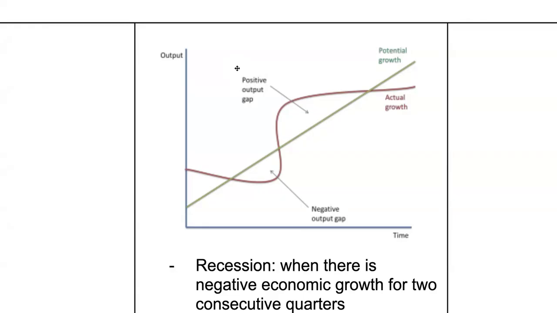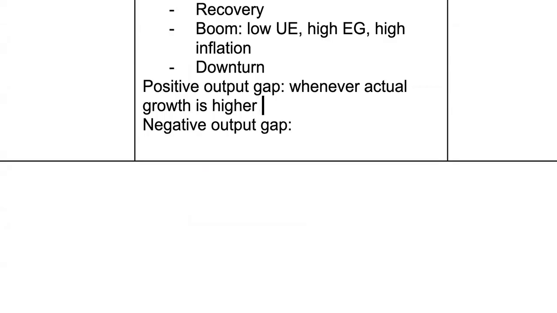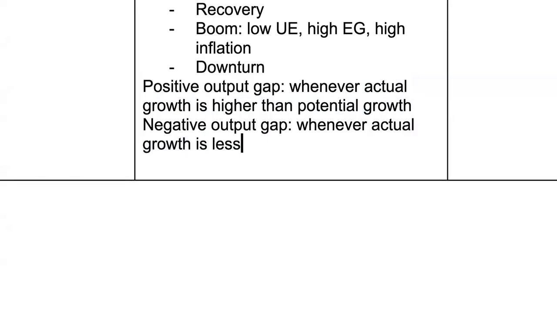Whenever actual growth is below potential growth, there's a negative output gap. And whenever actual growth is more than potential growth, there's a positive output gap. Whenever actual growth is higher than potential growth, or whenever short run growth is higher than long run growth, that's a positive output gap, and a negative output gap is whenever actual growth is less than potential growth.